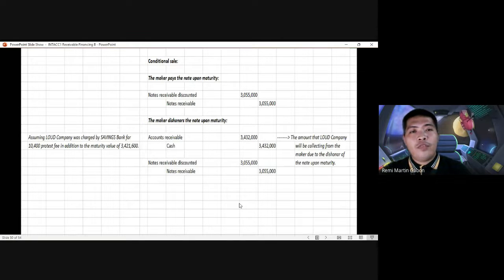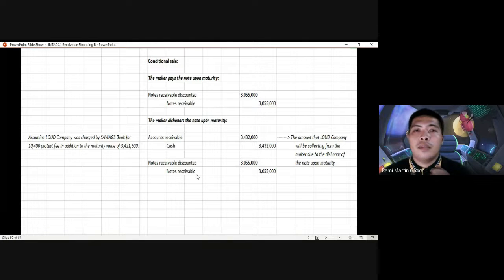Okay? So therefore, si Loud Company, hindi lang 3,421,600 yung sisingilin sa maker. Plus din ang 10,400. Then after this entry ng setting up ng accounts receivable and paying cash, dun na magkakaroon ng additional entry ulit si Loud Company ng debit to notes receivable discounted and credit notes receivable.